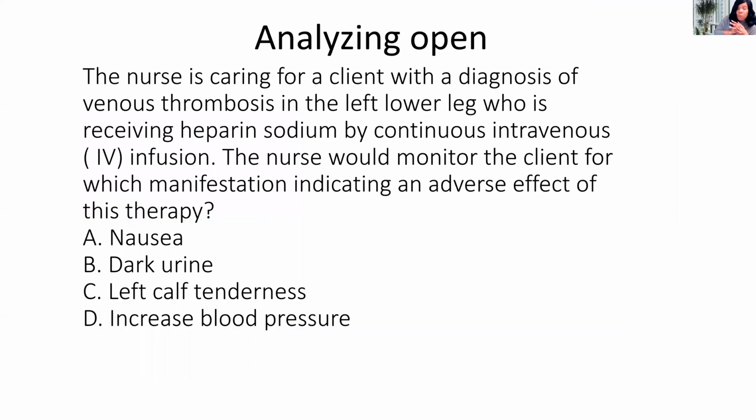So let's take a look at this question. Analyzing. The nurse is caring for a client with a diagnosis of venous thrombosis in the left lower leg who is receiving heparin sodium by continuous IV infusion. The nurse would monitor the client for which manifestation indicating an adverse effect of this therapy. Now, before we even go into the options, this is what I find that some of you do. You see venous thrombosis, and you jump to the responses and pick something that just matches up with the diagnosis rather than actually reading the question. What is the question asking me?